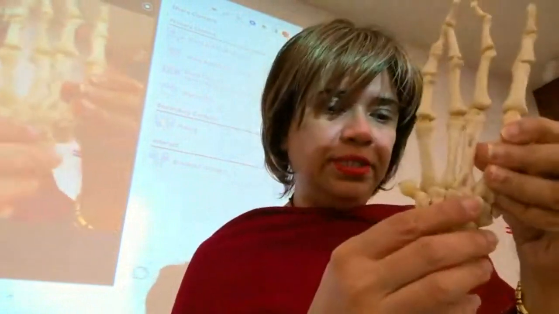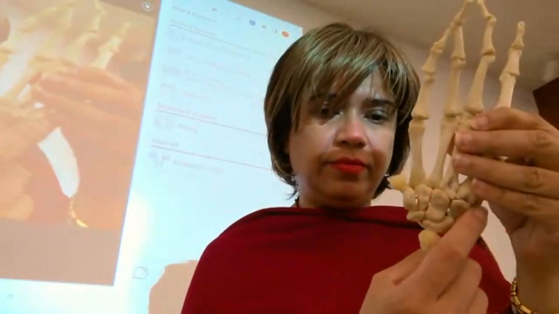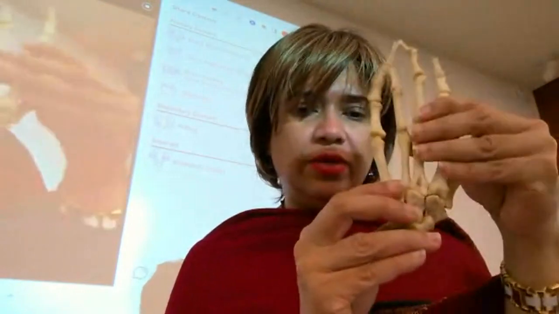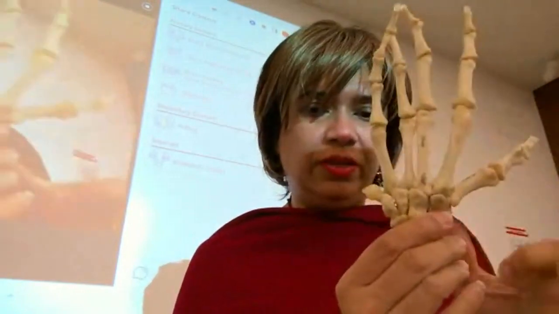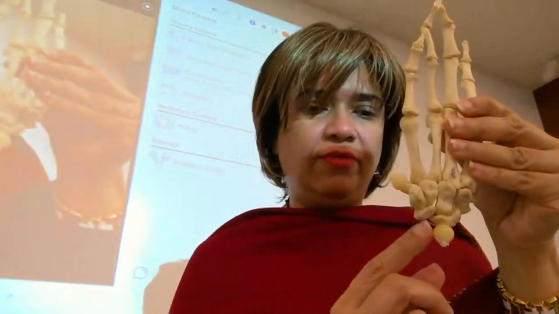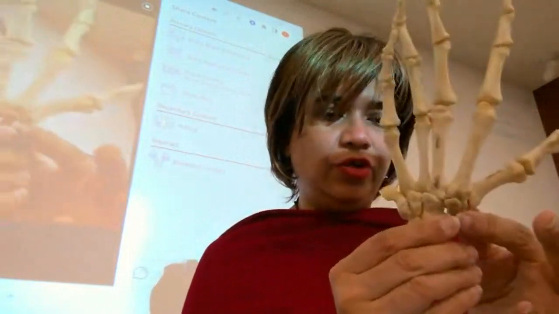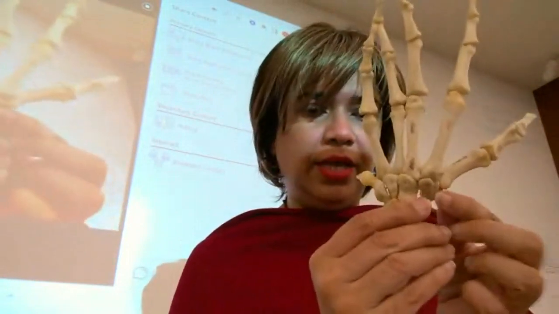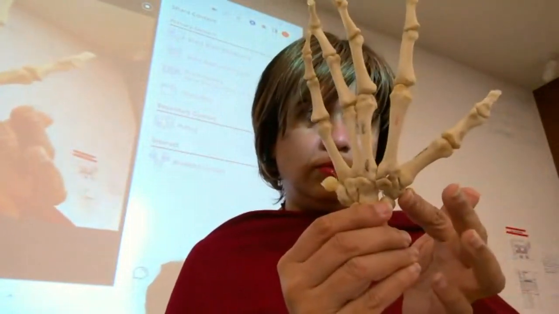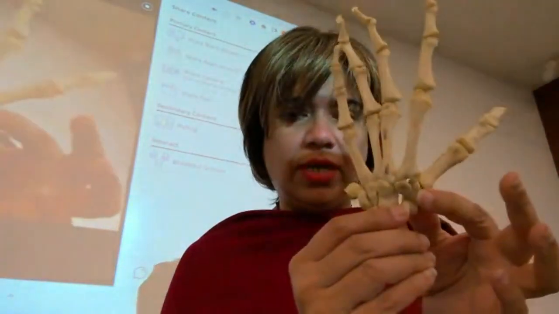Now, the distal row is this one. And we are going to start out again from the thumb, just like we did in the proximal row. We started from the thumb, scaphoid, and then we worked our way towards the pinky. We are going to do the same thing, start out from the thumb and work our way towards pinky. So this is trapezoid right here.